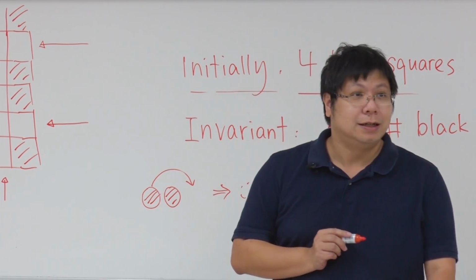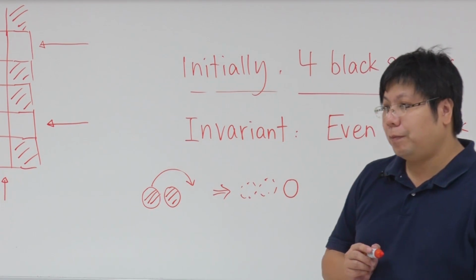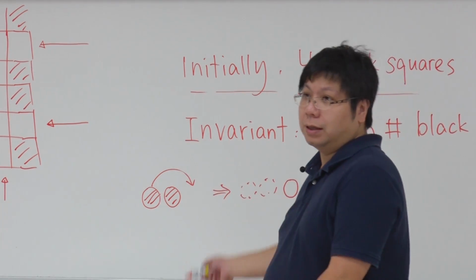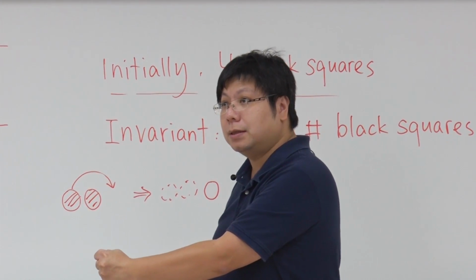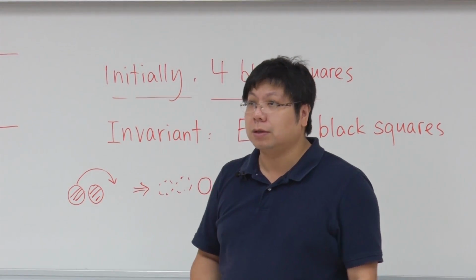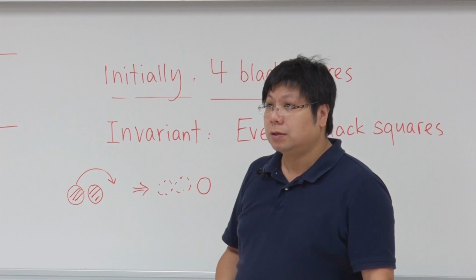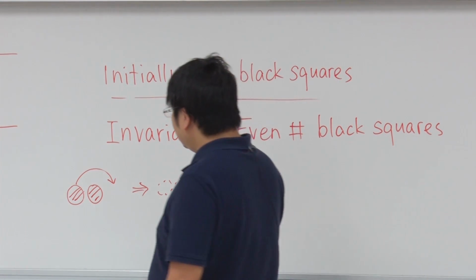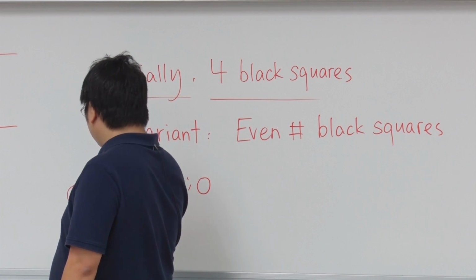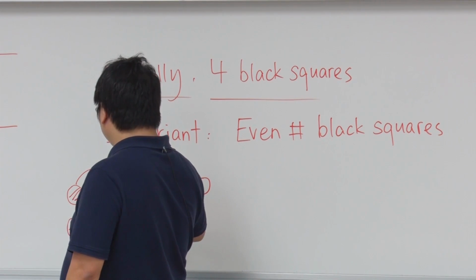Is that okay? In this kind of movement, if we are jumping a black piece over another black piece, then you get a white piece. So the number of blacks decreases by 2. If it is even at the beginning, then it is even afterwards. Is that okay? So how about a black jumping over a white? What will happen?